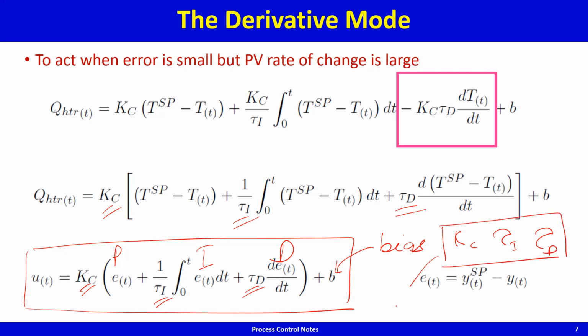So Kc, tau I and tau D are tuning parameters that the control system designer must choose properly so that the system gives the desired response under control, so that you bring about the desired change in the dynamic characteristics of the uncontrolled process. Okay.